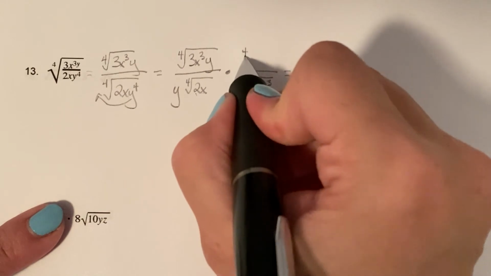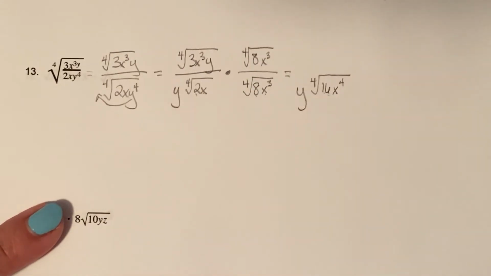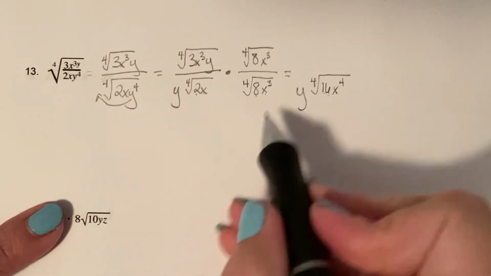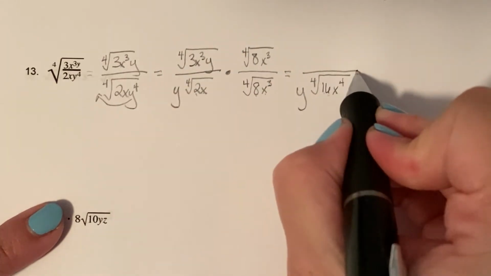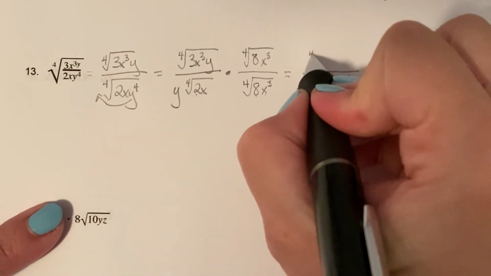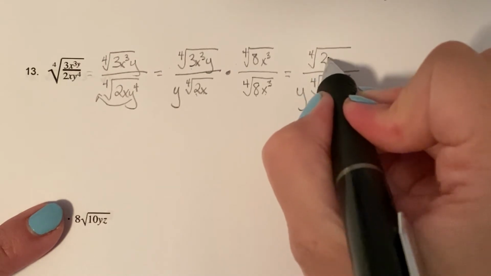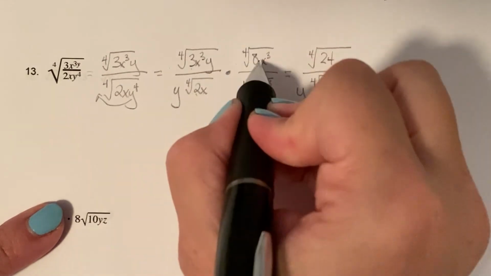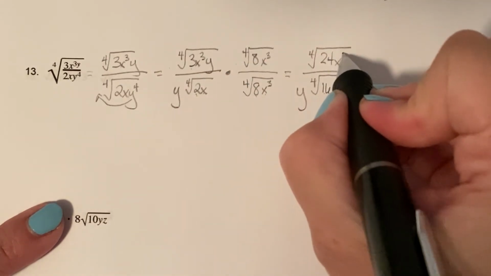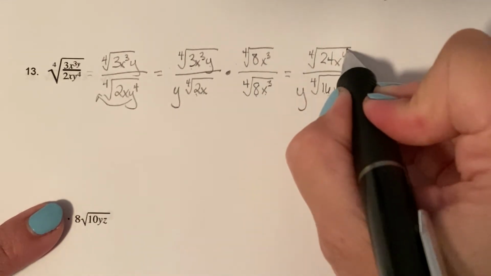Okay, so 4th root, 8x cubed. Okay, so now do outside times outside. Well, that's just 1. And now inside times inside. 3 times 8, 24. x cubed times x cubed, x to the 6th. And then we don't have any y's.